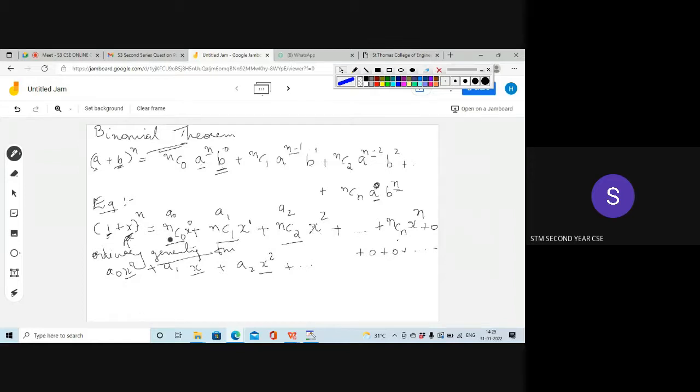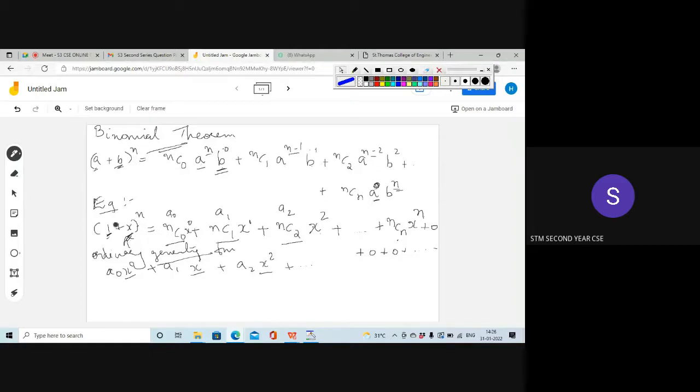Okay, so when we expanded (1 plus x) the whole raised to n, this became an ordinary generating function. You have to add zeros at the end so that it becomes an infinite polynomial, and the coefficients a0, a1, a2, etc. are nC0, nC1, nC2, etc. Now this is of the ordinary generating function form, isn't it? Did you understand how I got this ordinary generating function from the binomial series corresponding to the term (1 plus x) the whole raised to n?